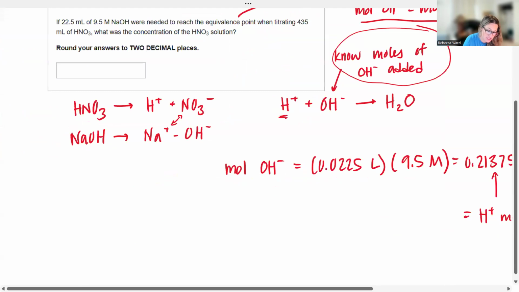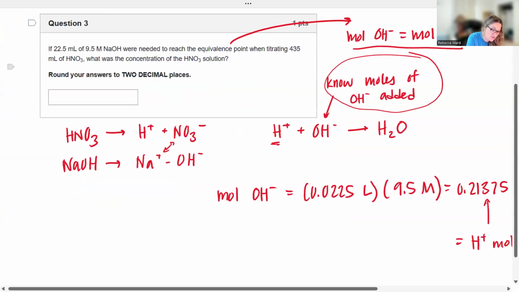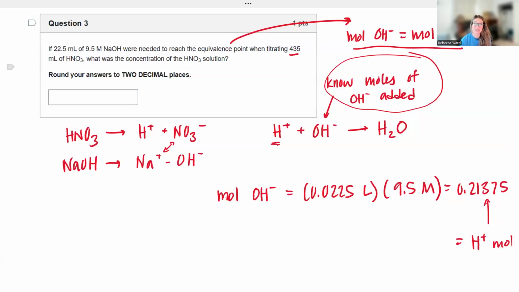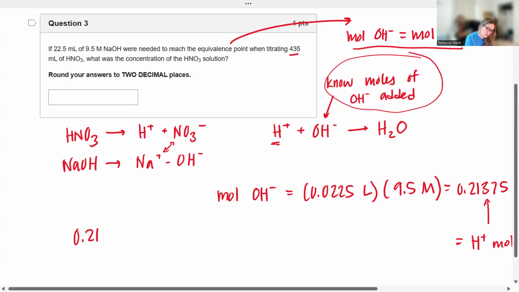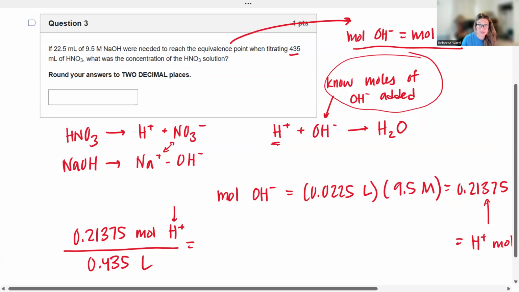All right, so our last step is just to take those moles and divide it by the original volume of our HNO3. So we're not going to include the 22.5 mL that were added in. We'd like to know the original concentration of the HNO3 solution before we have added in our titrant. So we'll do 0.21375 moles of H plus divided by 0.435 liters. And again, because this is a strong acid, H plus is just a proxy. It's the same thing, going to be the same concentration as our HNO3. So 0.21375 divided by 0.435.